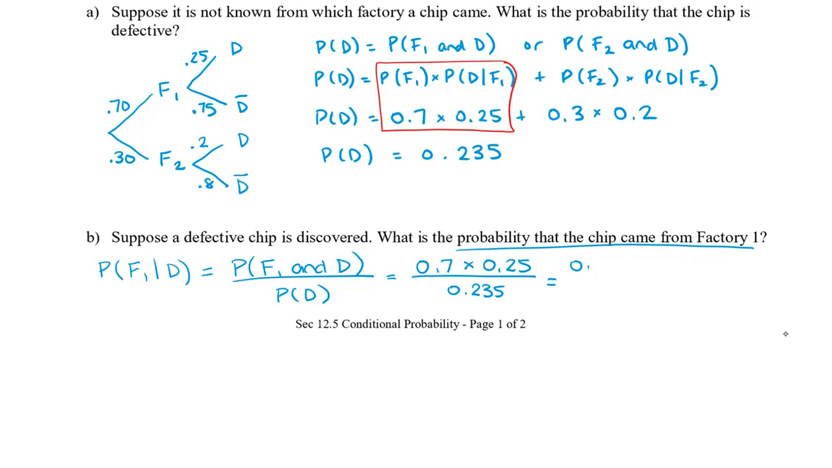So we multiply this out, we get 0.175 divided by 0.235, and then when we divide, we get 0.7447, which seems a little bit high, but it's not, because remember, most of the chips come from factory 1, and there are more defective chips from factory 1 than there are from factory 2.